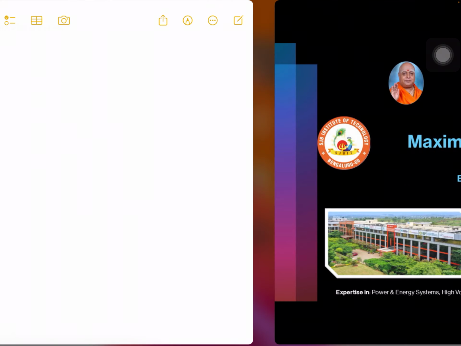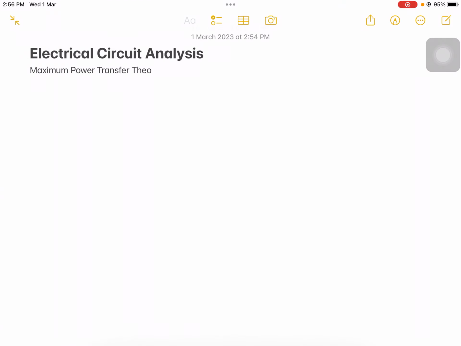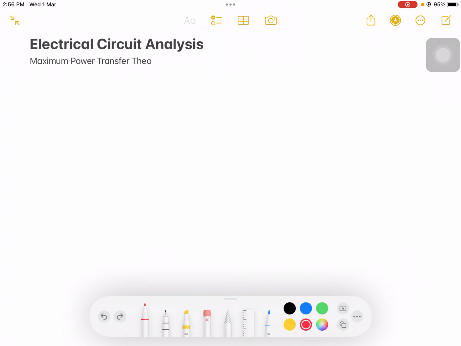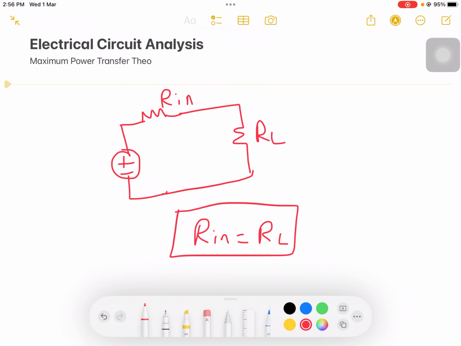The meaning here is, it states that if you have a source, let me take a voltage source. If the internal resistance of this source, let me take it as R in, is equal to the load resistance RL, that is R in is equal to RL, at this condition the power transferred from source to load will be maximum. This is the maximum power transfer theorem.